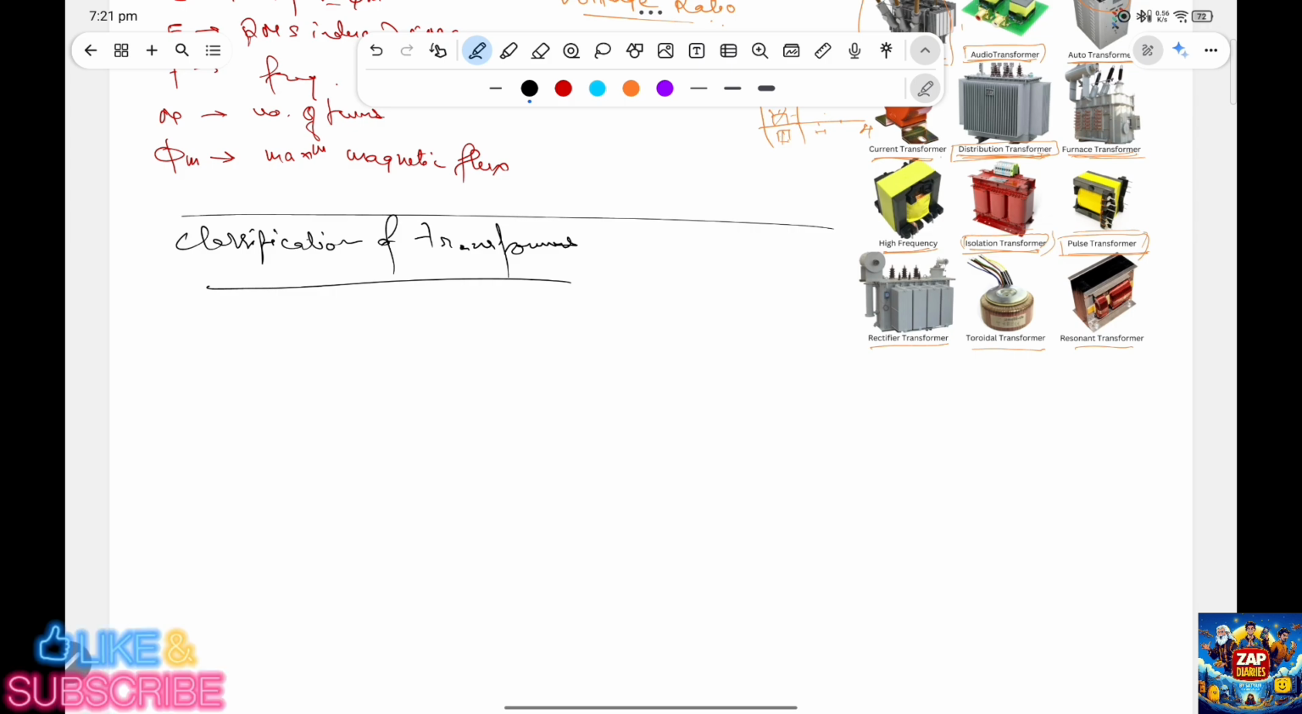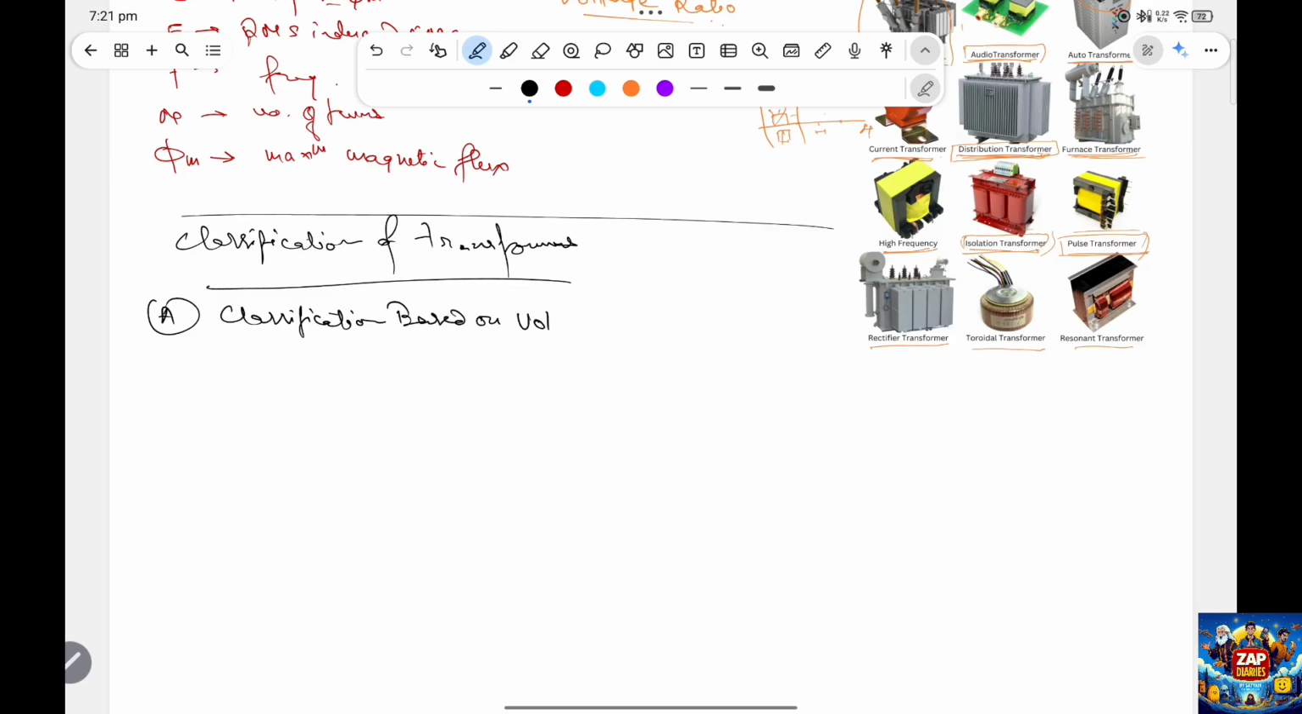Generally, transformers are classified based on certain criteria. So, for say like, based on voltage. This is a voltage level classification. Here we have two types of transformers. A step-up transformer.